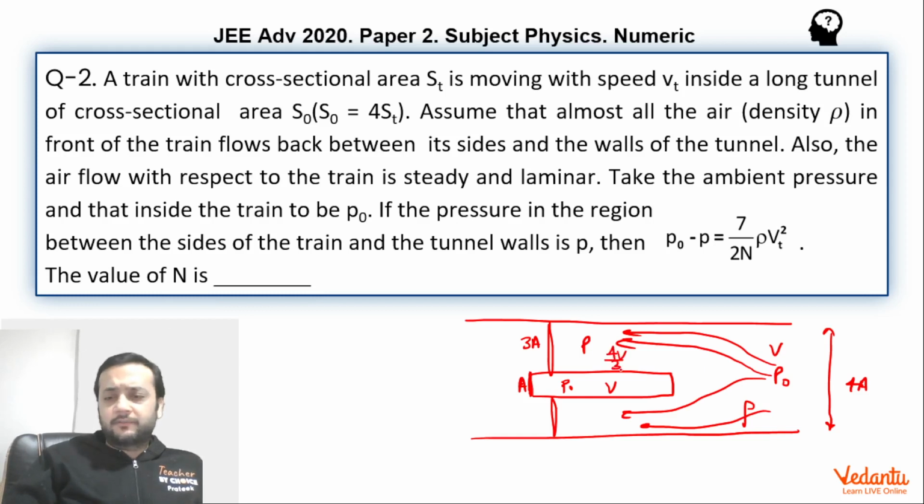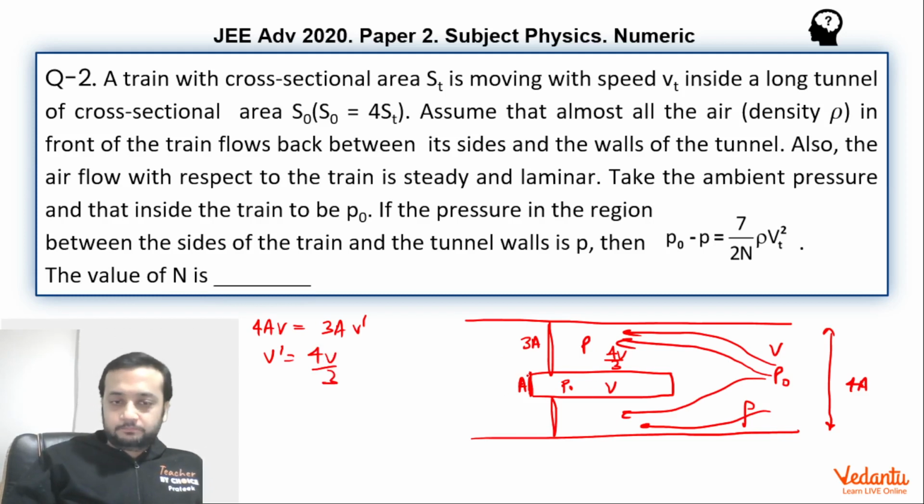Why did it become 4v by 3? Because we can see that the cross section area here was 4A and here it was 3A. By the equation of continuity, 4A into v would become 3A into v dash. So we can say v dash becomes 4v by 3. That means air will be rushing past the train at a speed of 4v by 3, of course in the train frame.